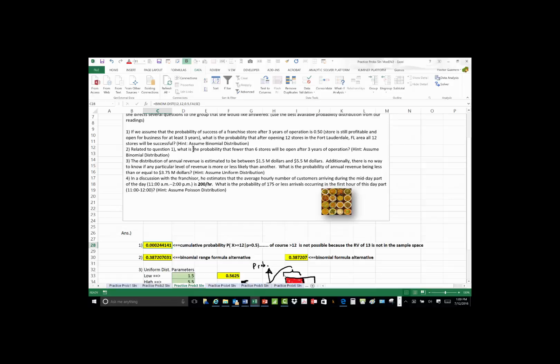The next question asks something a little different. It says, what is the probability that fewer than 6 stores will be open after 3 years? What is fewer than 6 stores? Well, that's 5 stores, or possibly 4 stores, or 3, or 2, or 1, or even 0 stores. So we have to accumulate all those probabilities.